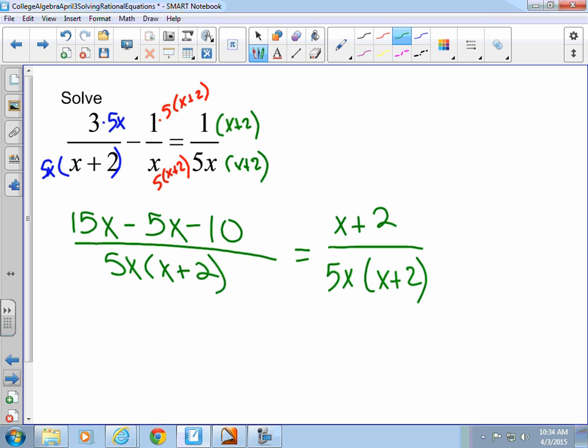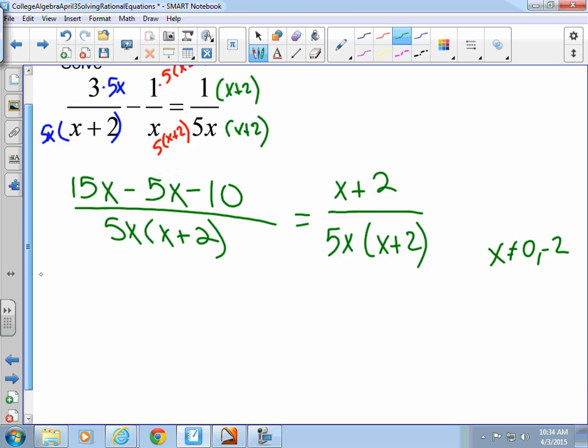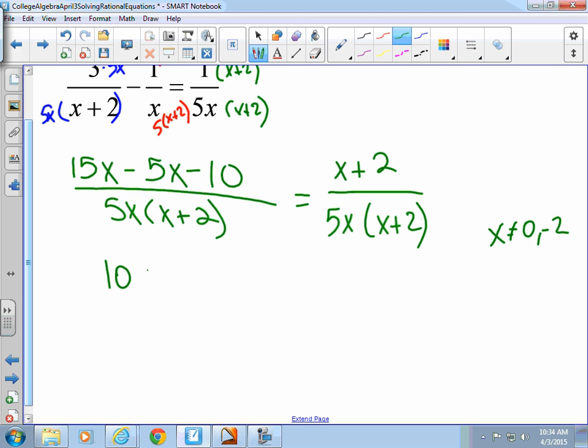Hey, are the denominators the same? Yes. What can I do? Forget about it. Don't worry about it. Mental note: x can't be 0 or negative 2. Other than that, I'm going to completely ignore them. So I get 15x minus 5x, which is 10x minus 10 equals x plus 2. Pretty easy equation to solve, right?